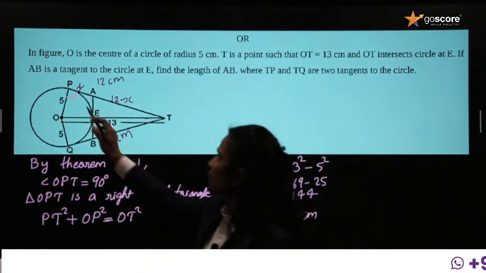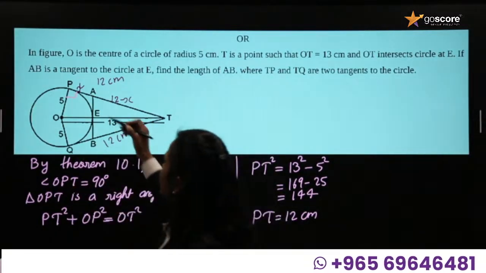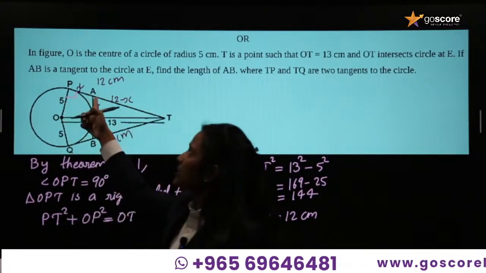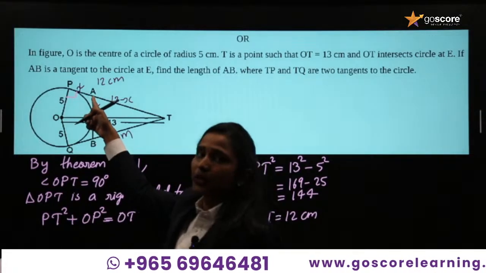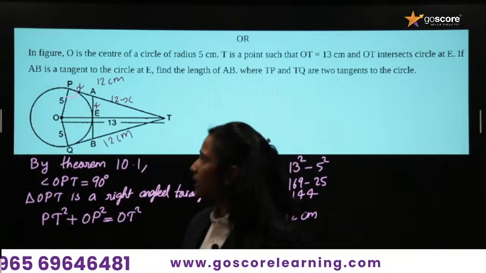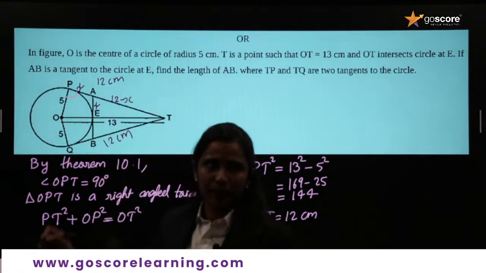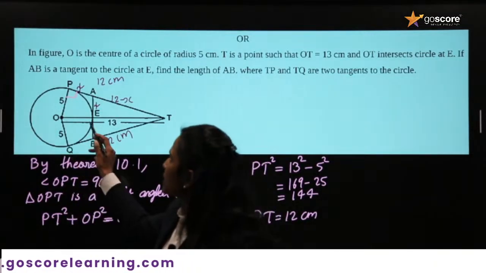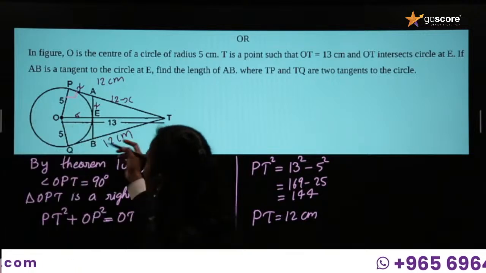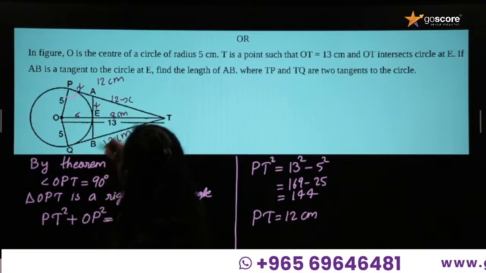Okay. So if PA is x, this AT is 12 minus x, altogether it should be 12. And if AP is x, then AE is also x because it is the length of tangents from the external point A. So this PA and AE are equal. Okay. And if OT is 13, what is TE? OE is the radius, so OE is 5 centimeter and ET is 13 minus 5, that is 8 centimeter, right?